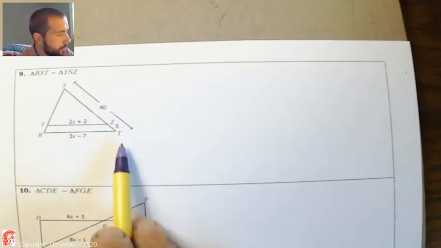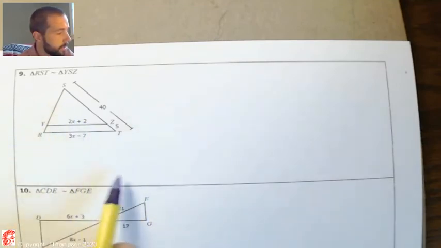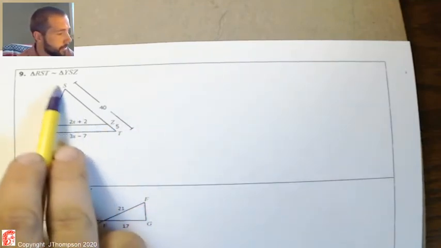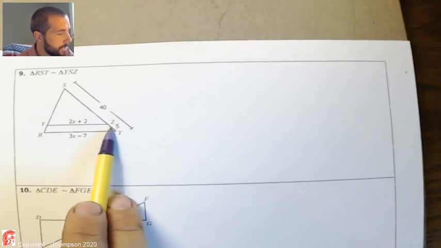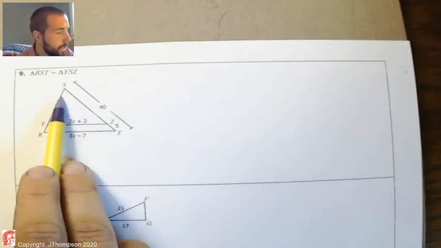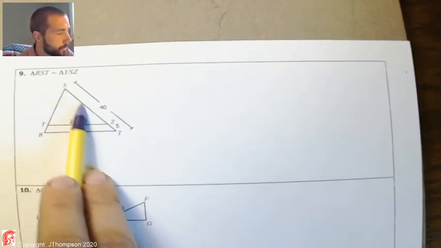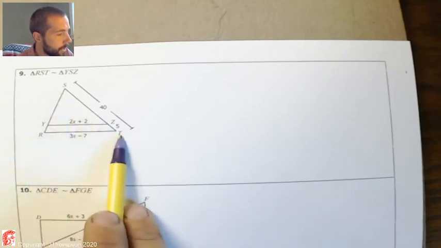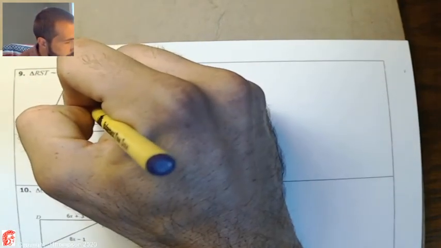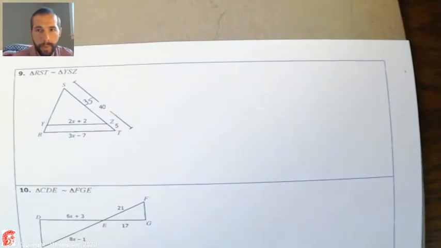So one thing that you need to recognize in this is they're saying the entire length of ST is 40, and then the length of ZT is 5. We need to know what this length is. So if the whole thing's 40 and this piece is 5, we do 40 minus 5, and we get 35. So that's a number that we need to put there.